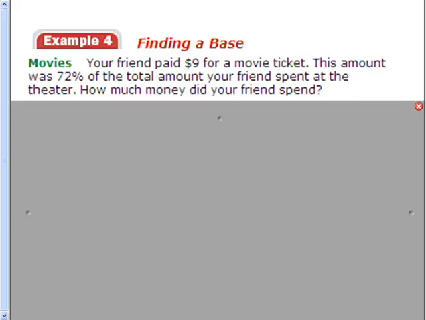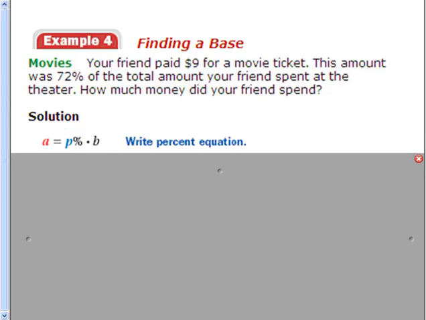Your friend paid $9 for a movie ticket. This amount, this $9, was 72% of the total amount your friend spent at the theater. The question is, how much money did your friend spend? All right, our solution, there's the percent equation again.